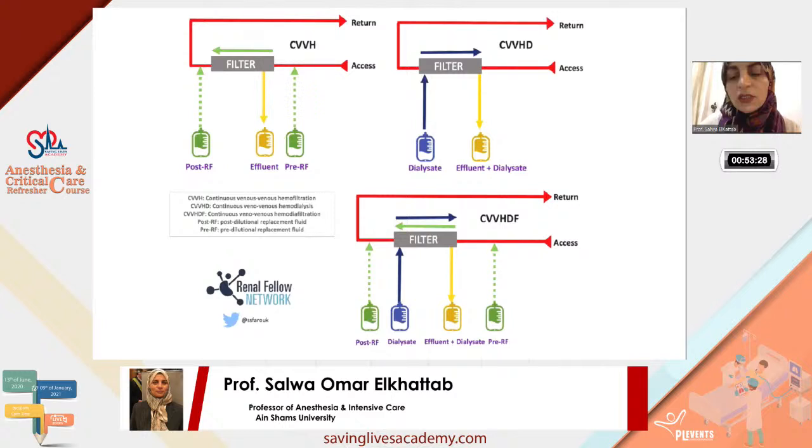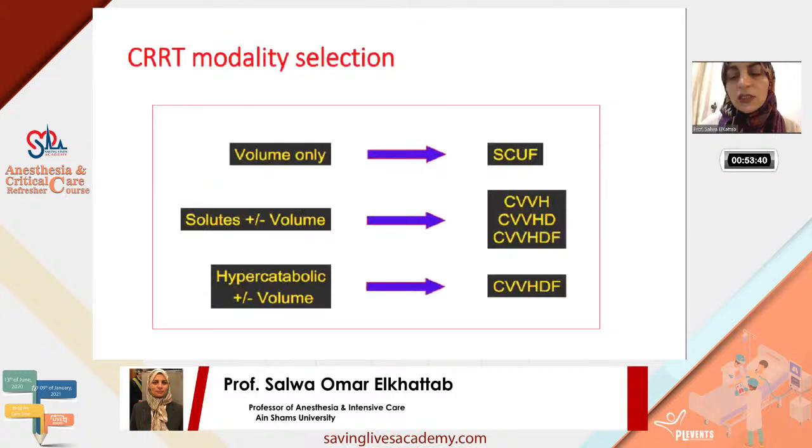What is the modality to select? This depends on your patient. If your patient is volume overloaded, you might need only ultrafiltration. If you need to reduce hypercapnia, or in volume overload, or metabolic derangement, implement continuous renal replacement therapy.